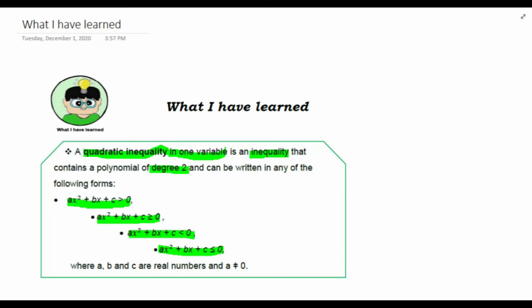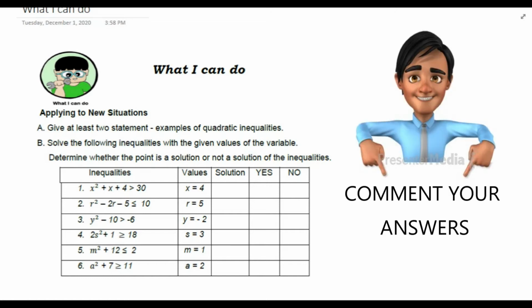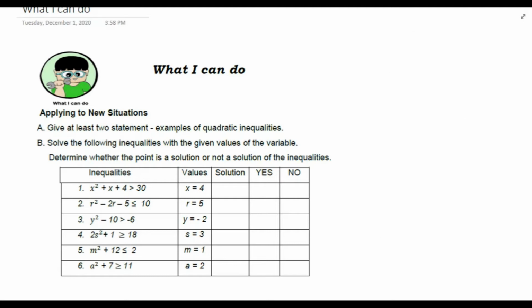Okay, so let's try. We have already learned some. What you can do is pause this video and write at least 2 statements or examples of quadratic inequalities and comment them. How do you comment? You write your name, your section, and then your answers. I will just inform your teachers that you have commented in this video, so that they can give you a score or plus points. That is for letter A, okay? Just pause this video and write down 2 examples of quadratic inequalities and comment below.